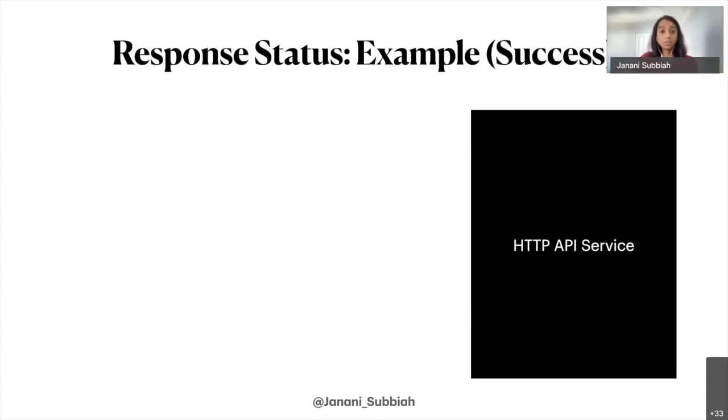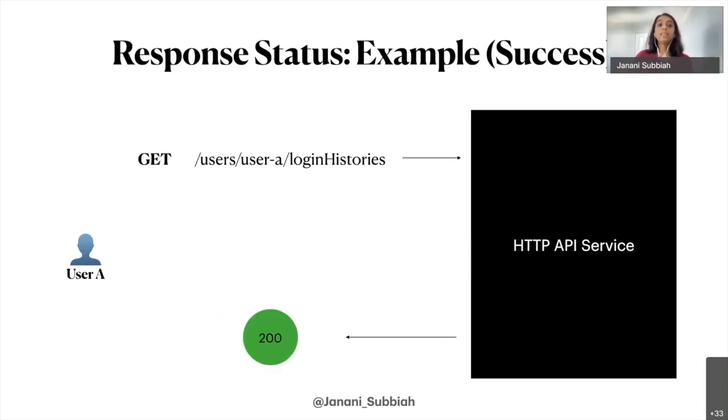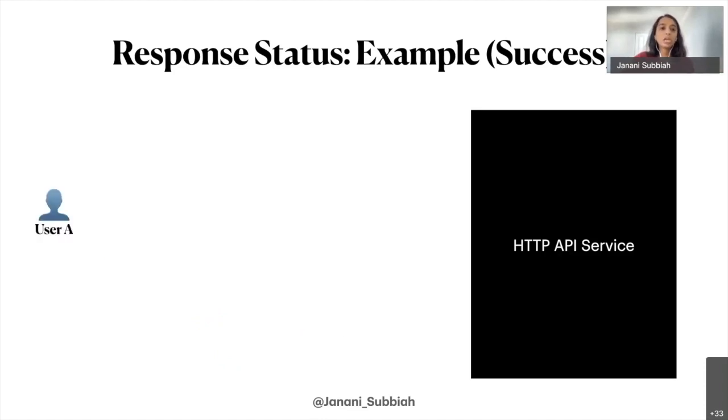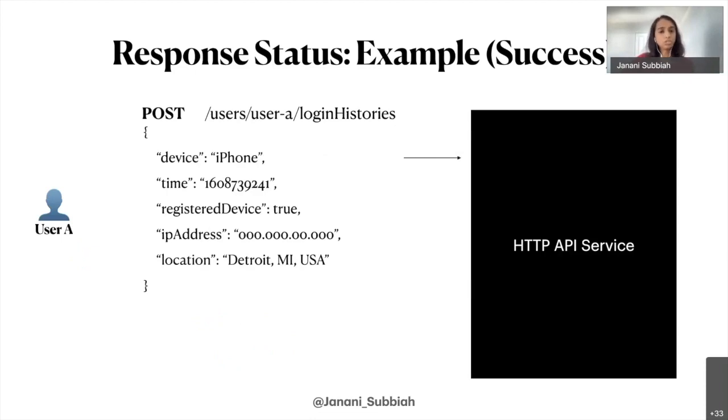And as far as the success ones go, say user A is trying to access user A's login history resources. In this case, the status code should be a 200, and the response body should contain the list of login history resources that user A is trying to access. Another example is when user A tries to create a new login history resource, again for themselves. They should see a 201, meaning everything went well, the request was successful, and something on the server changed. Basically, a new login history resource was created for user A.